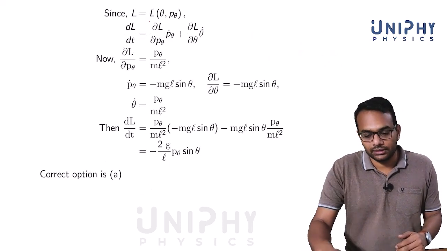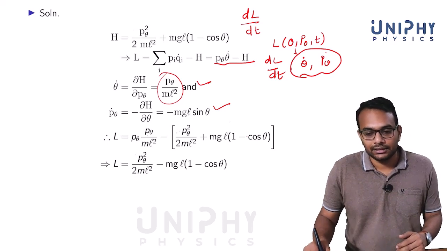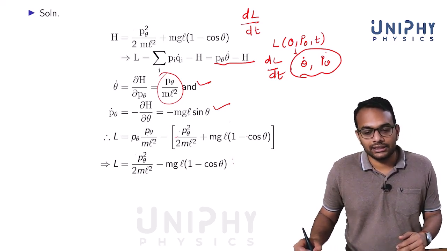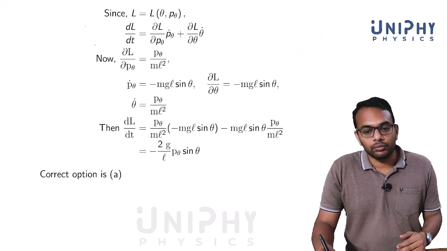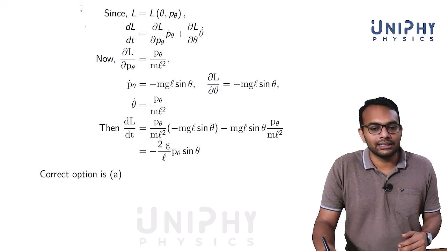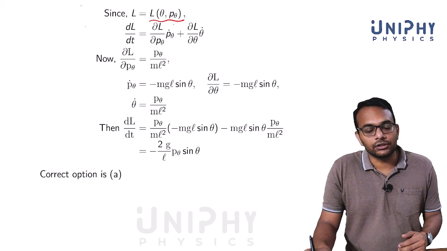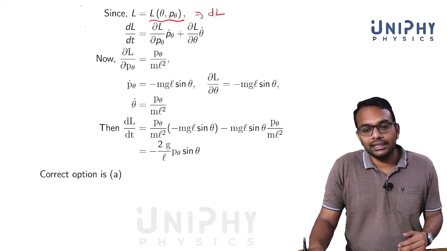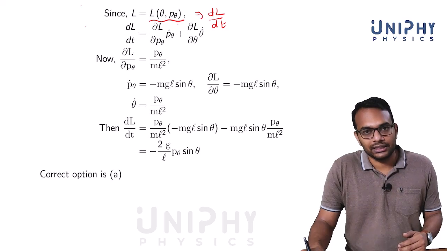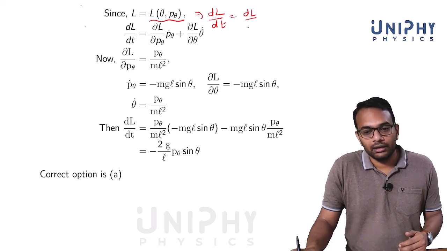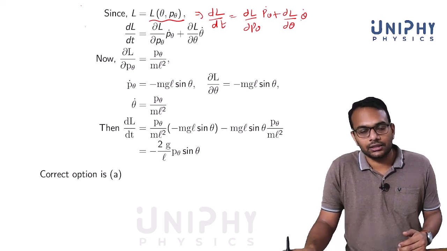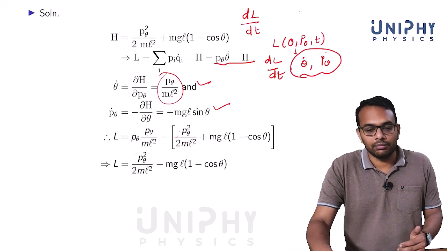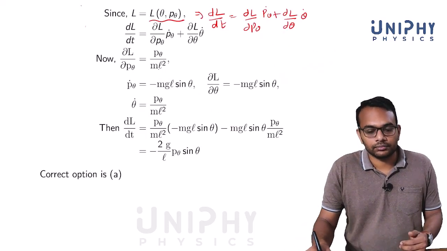One way to do that is to differentiate this thing directly. Or we know that, because we have written our Lagrangian as a function of theta and p theta, there is no explicit dependence on time. So dL by dt is equal to dou L by dou p theta times p theta dot plus dou L by dou theta times theta dot. Of course, we don't want this theta dot, we will write theta dot as p theta divided by ml square.